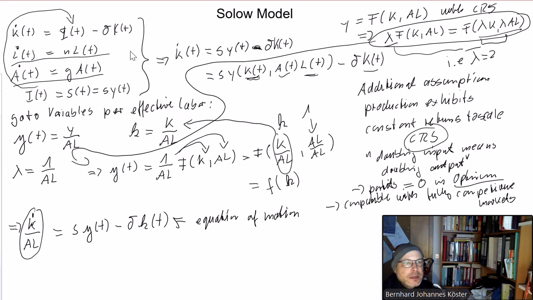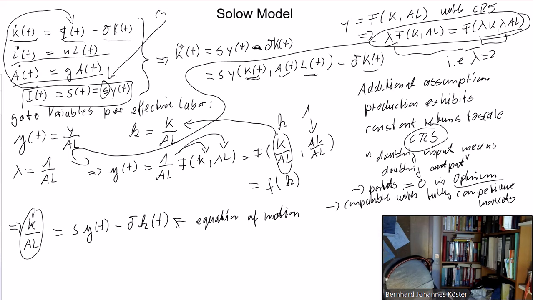So on this we put it together. K dot, with the dot we are describing a time derivative, is investment minus delta times capital stock, and with the equilibrium condition, and we also assume a constant savings rate, we obtain that capital evolves with savings minus depreciation.